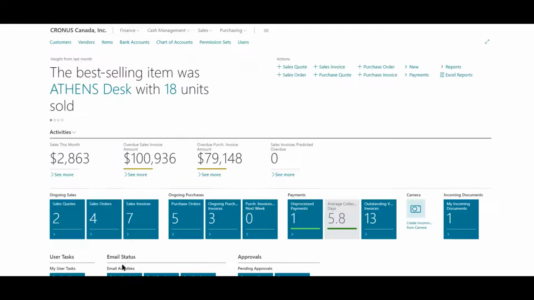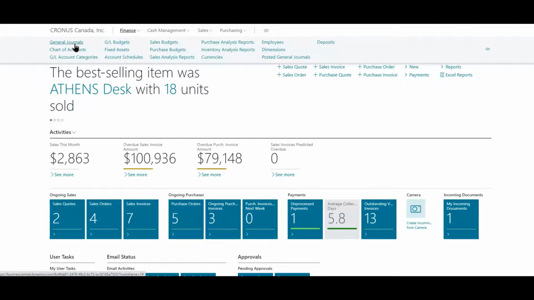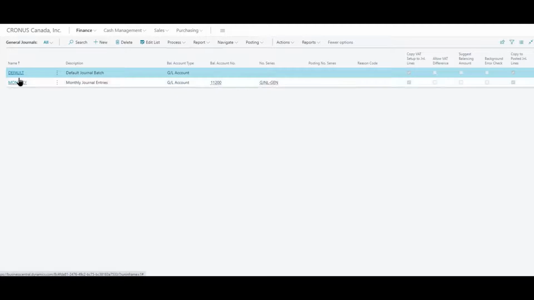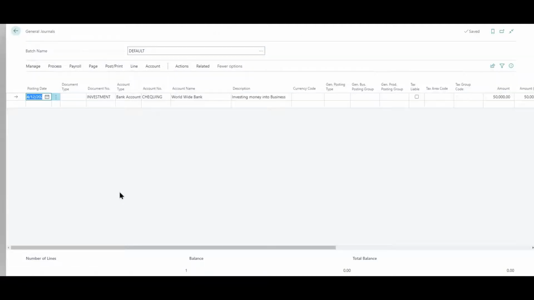So in Business Central, you would go into Finance and into the general journals. We'll just select one of the general journals, and this is how it looks in the actual system. If I were to bring in some investment, we'll give a document number as investment. The account type is going to be bank account, and the description I put in is investing money into the bank, or into the business, and the amount is $50,000.